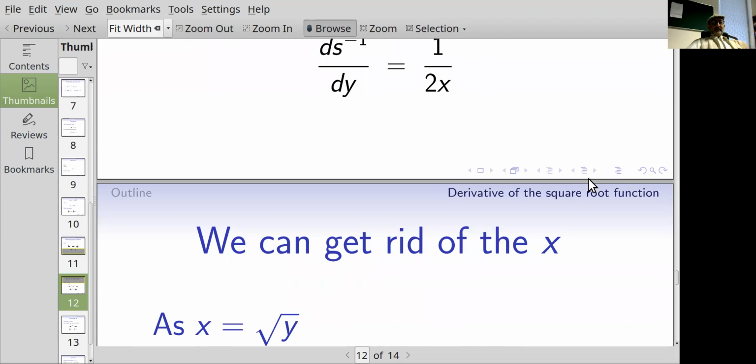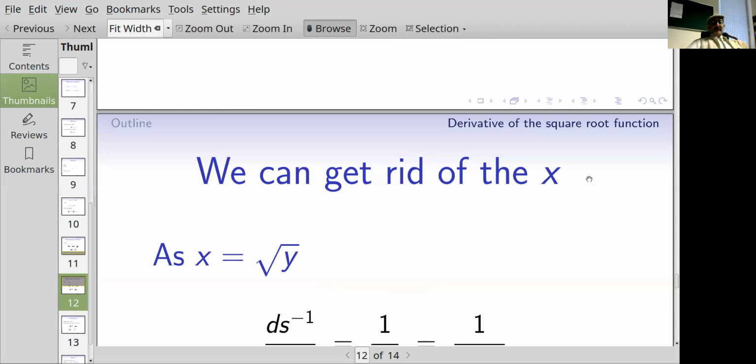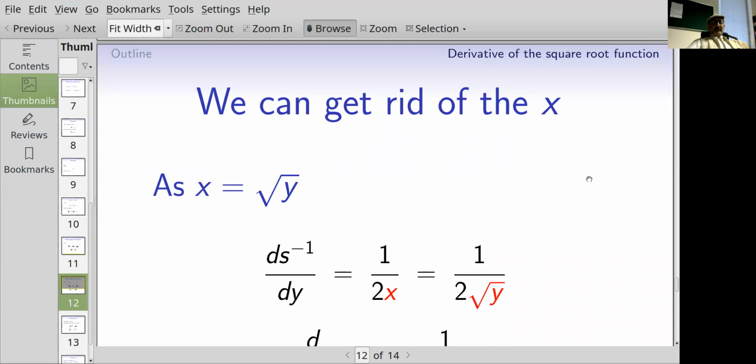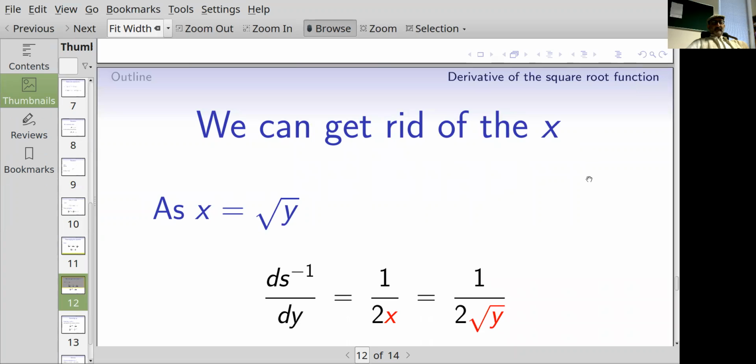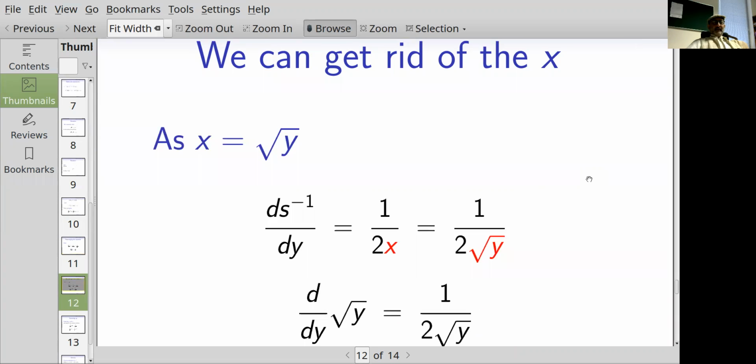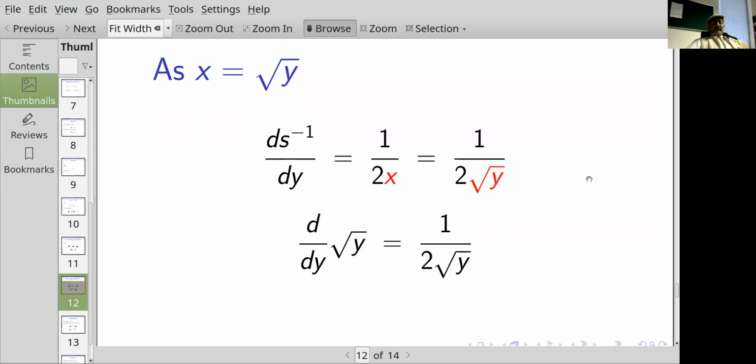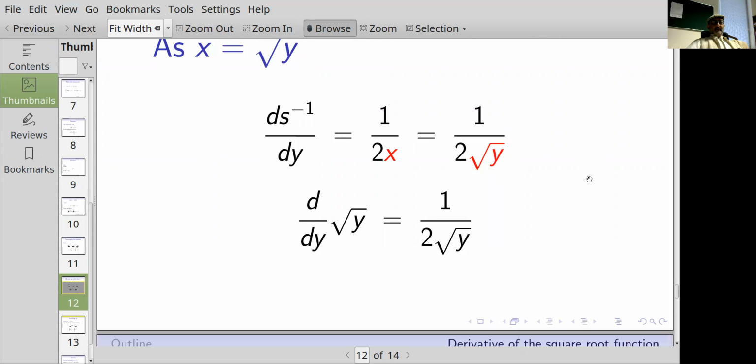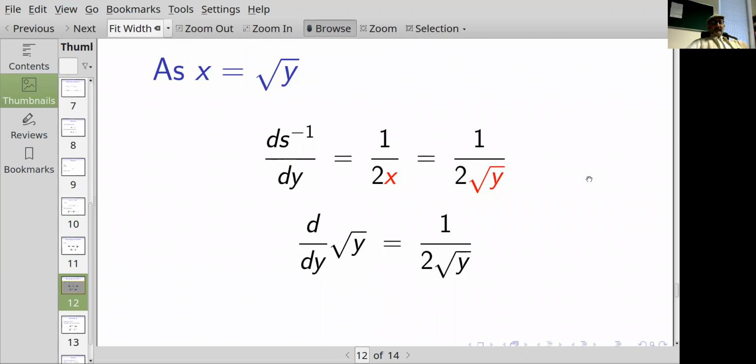Now we can solve for the x because x is equal to the root of y. So the derivative of S inverse with respect to y is equal to 1 over twice x, which is equal to 1 over twice the root of y. And now if I write S inverse as root of y, I get that the derivative with respect to y of the root of y is equal to 1 over twice the root of y.